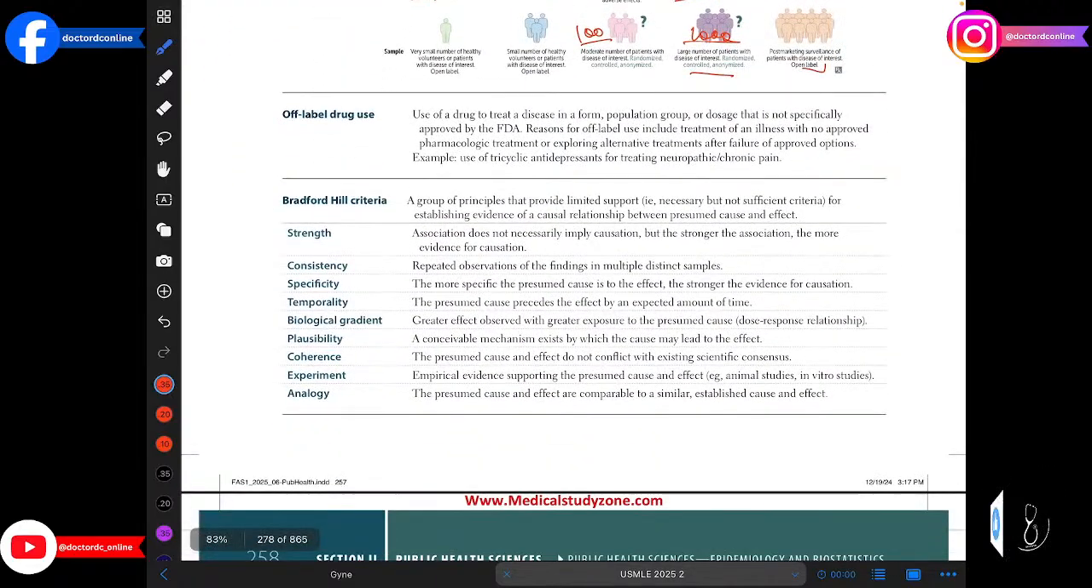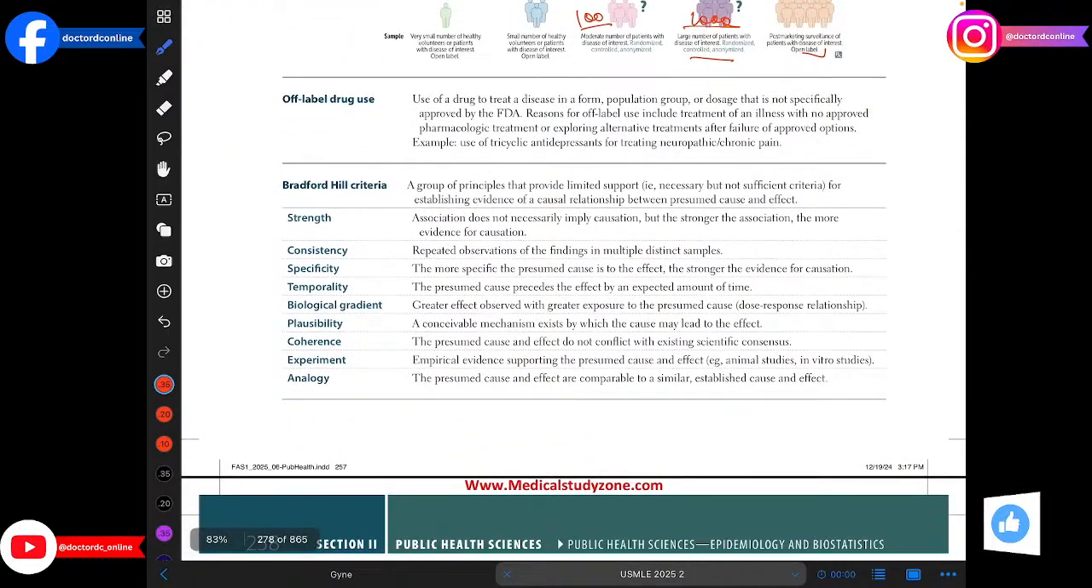Our next topic is off-label drug use. Use of a drug to treat a disease in a form, population group, or dosage that is not specifically approved by the FDA. Reasons for off-label use include treatment of an illness with no approved pharmacologic treatment, or exploring alternative treatments after failure of approved options. Example: use of tricyclic antidepressants for treating neuropathic chronic pain.